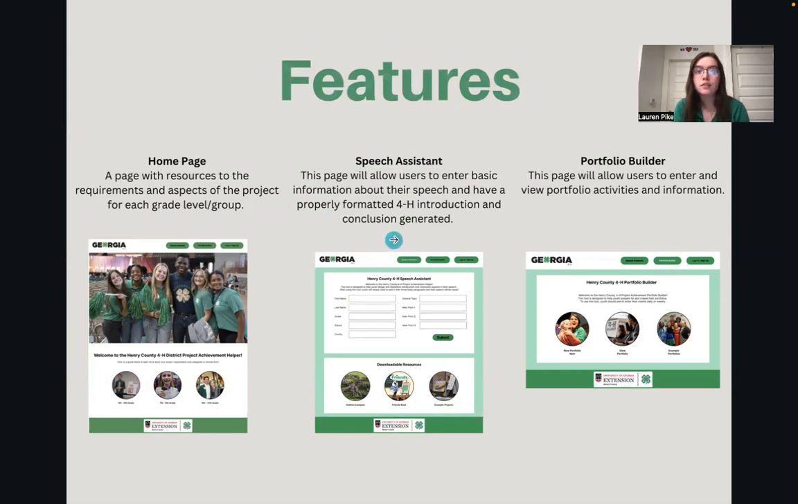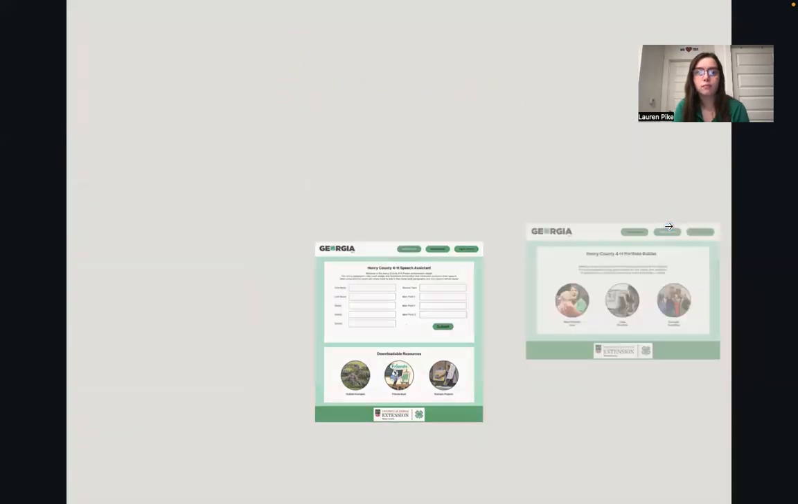The second feature is a speech assistant. This is a feature that allows users to input basic information about their speech and receive back a generated 4-H introduction and conclusion. And the third and final feature is the portfolio builder. This is a page that will allow users to enter and view portfolio activities and information throughout the year so that they don't have to wait until the very end of the year to put it all together.